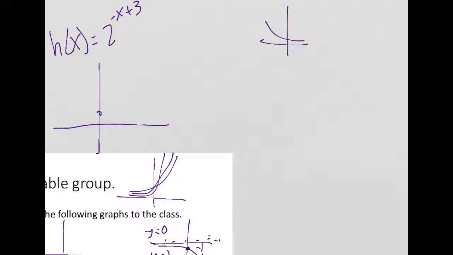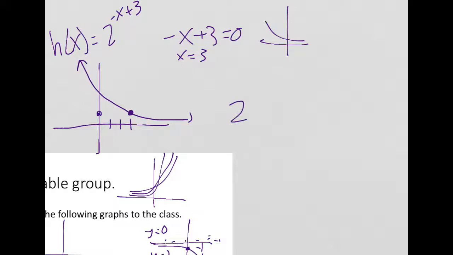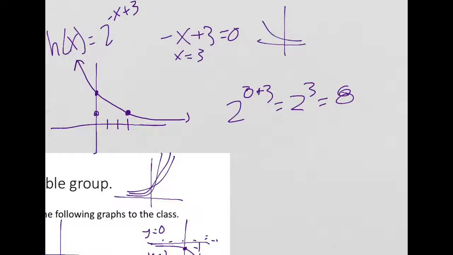Because, again, we're thinking about where that point goes. Well, that point goes wherever negative x plus 3 equals 0, and that happens when x is 3. So we're going to get 1, 2, 3 to get that point right there, and it's going to be going up and to the left, so our graph is going to look like that. And if we wanted to know the exact value of that y-intercept, we could plug in 0 for x, and we would get 2 to the 0 plus 3, which is 2 cubed, which is 8. So I know that that y-intercept right there is the point (0, 8).